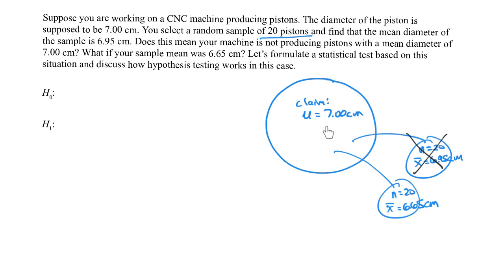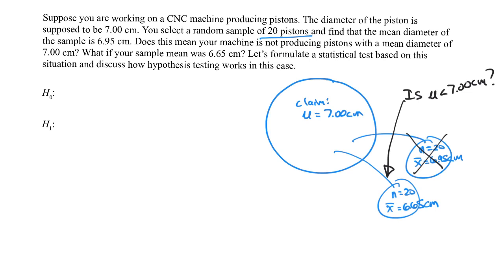So the question is, how far away from 7 centimeters do you have to get with a sample of 20 before you say, wait, we better take a look here? We better shut this machine down and take a closer look at this. So that's the question. When we look at our sample, is the mean less than 7.00 centimeters? Is it less than that?